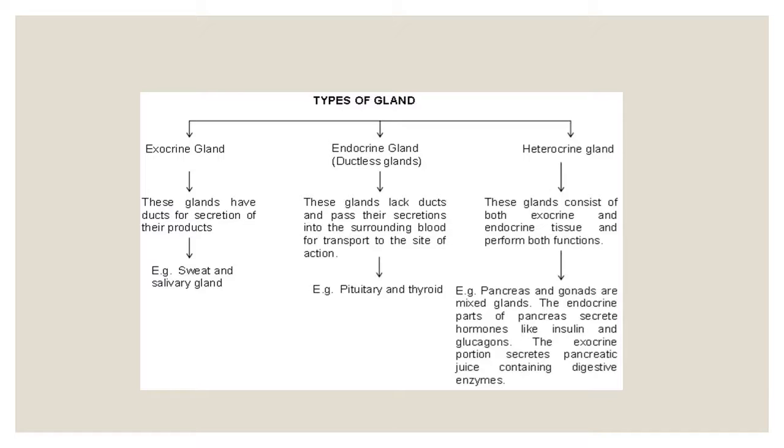Like pancreas are there, gonads are there, where gametes are formed in the reproductive system. Endocrine part of the pancreas secretes hormones like insulin and glucagon. Insulin reduces and glucagon increases the blood sugar. The exocrine portion secretes the pancreatic juice containing the digestive enzymes also in the digestive system, as we have studied in the life processes.